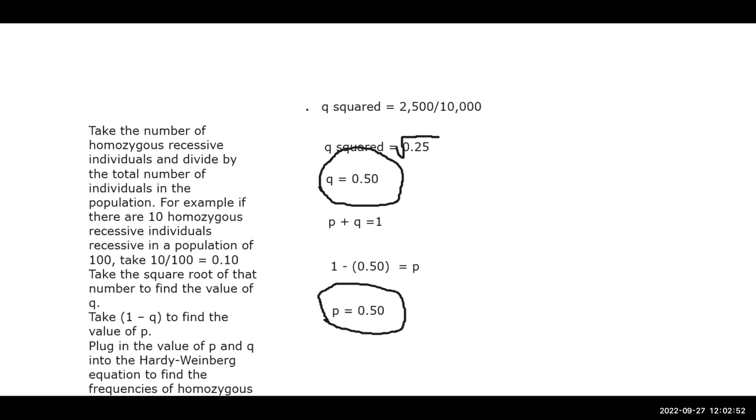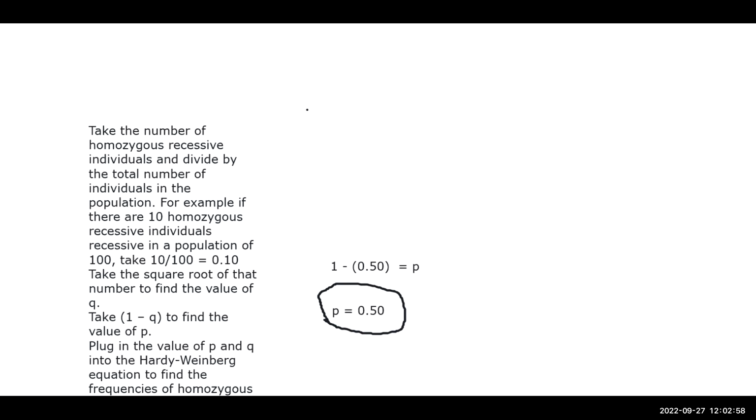All right, so let's erase this stuff so that we can do step 2. Step 2 of the Hardy-Weinberg equation will involve plugging those variables into our equation. So the equation itself, P squared plus 2PQ plus Q squared, is going to equal 1.